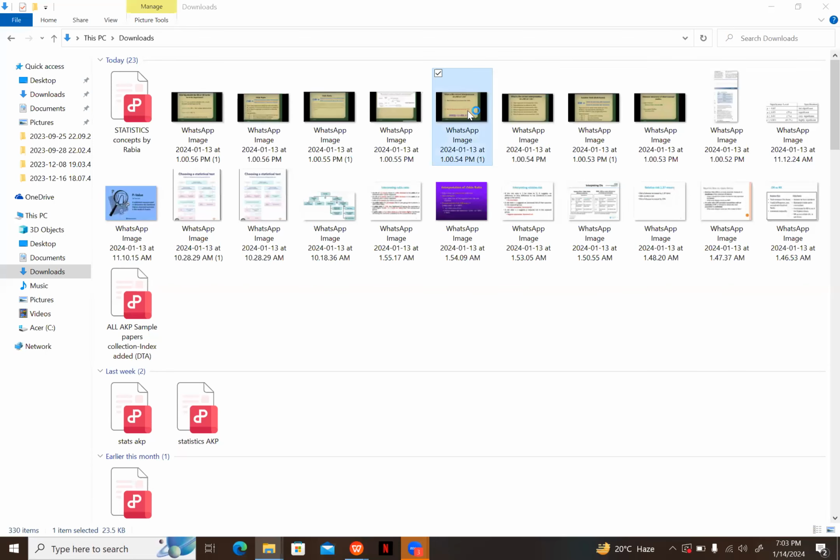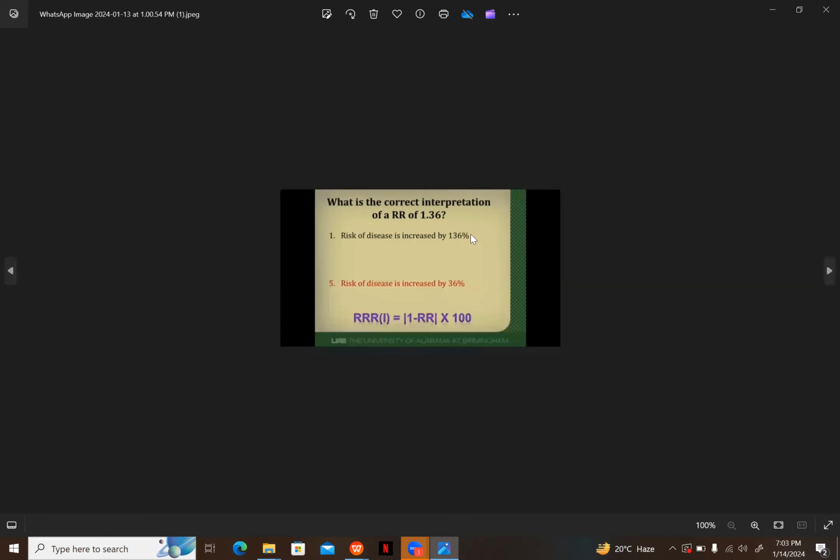Okay, now this another slide. Okay, this is the formula. You can write it yourself.